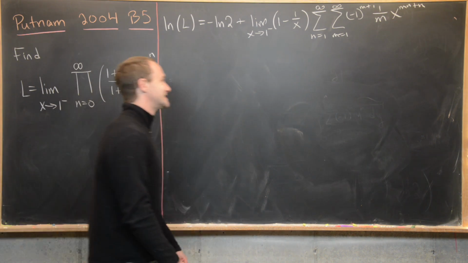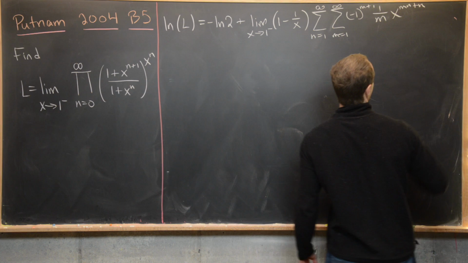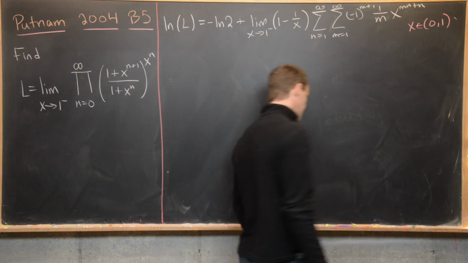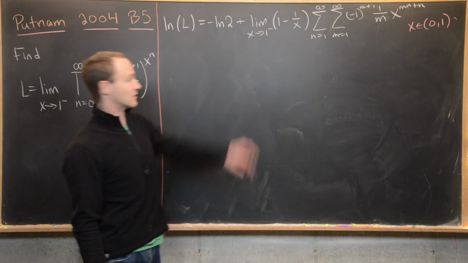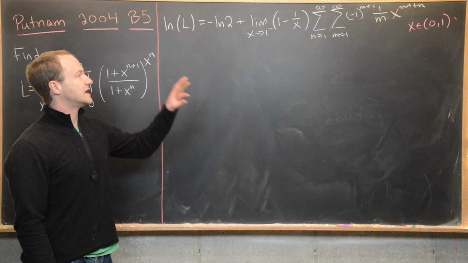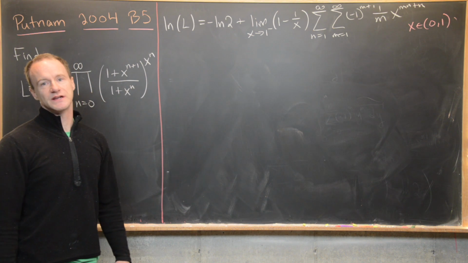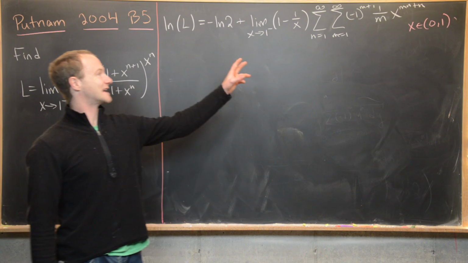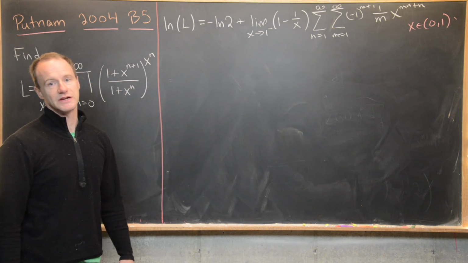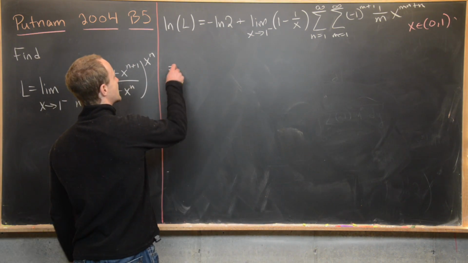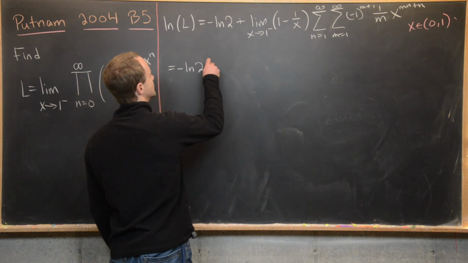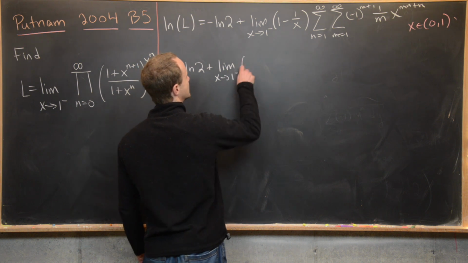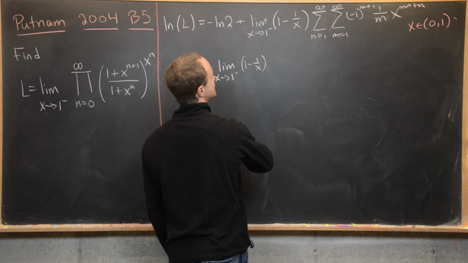Next, I want to notice that since, again, we can use the fact that x is on the open interval 0 to 1, because of our limiting setup, we can see that the convergence here is uniform. But since the convergence is uniform, we can exchange the order of summation. So let's do that. So here we have minus natural log of 2 plus this limit as x goes to 1 from below.